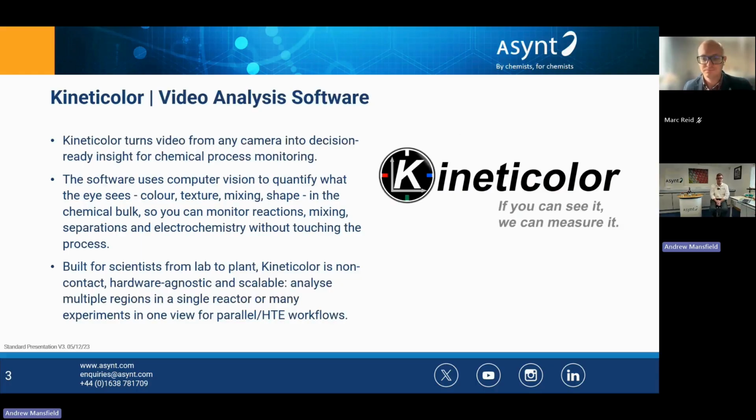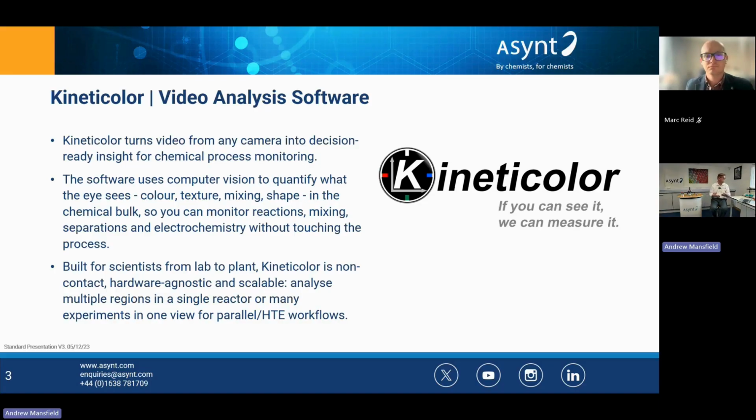So this is what we're here for today, the Kineticolor video analysis software. So a brief introduction to what Kineticolor is. So as I said, Kineticolor turns video from cameras into decision-ready insights into your chemical process, allows you to monitor your process. So the software uses computer vision to quantify what the eye sees. So whether that's changing color, texture, mixing, shape in your chemistry bulk, in your reaction.